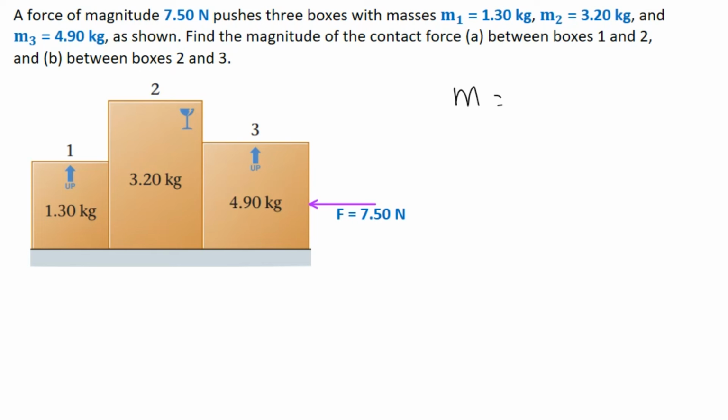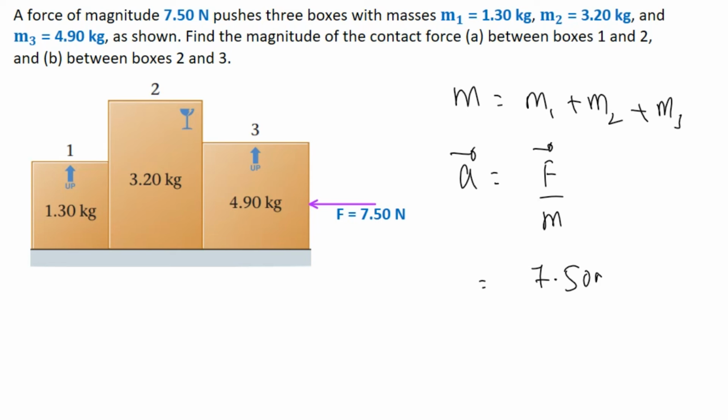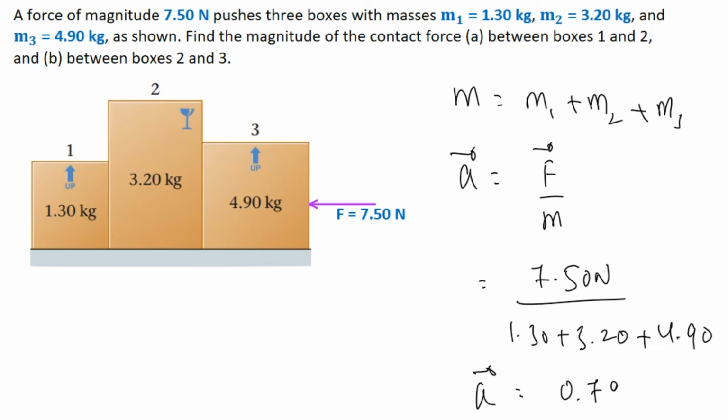So the mass is m1 plus m2 plus m3, and by Newton's second law of motion we can write that acceleration is net force divided by the mass. The only force acting is 7.50 Newton, and the mass is m1 plus m2 plus m3. So m1 is 1.30, m2 is 3.20, and m3 is 4.90. Now from here the acceleration a comes out to be 0.798 meters per second squared.